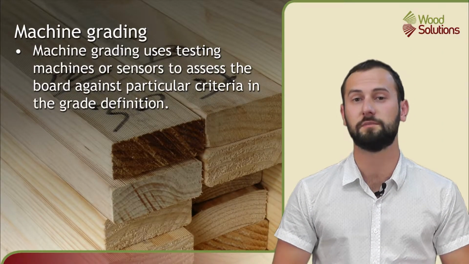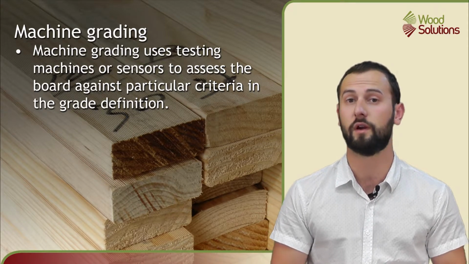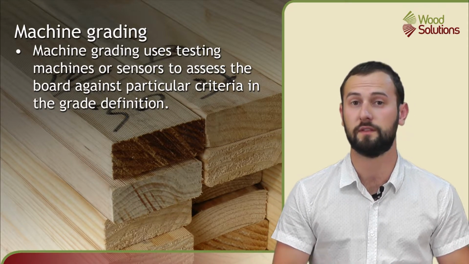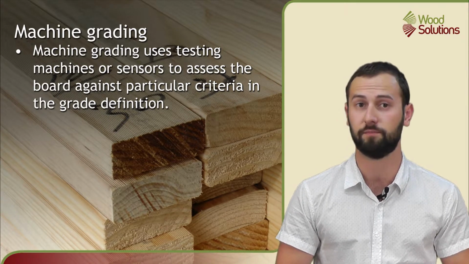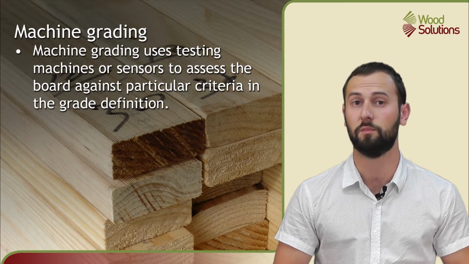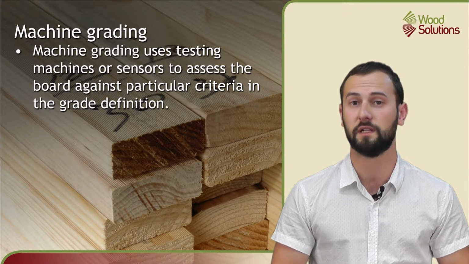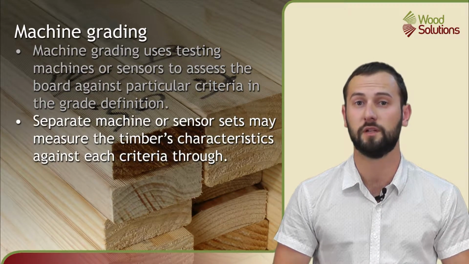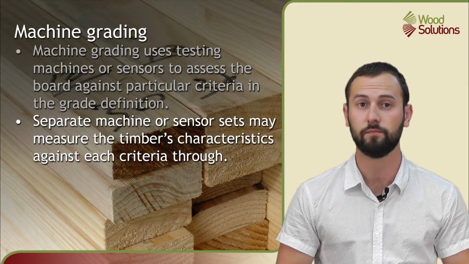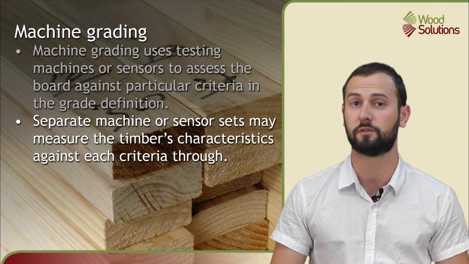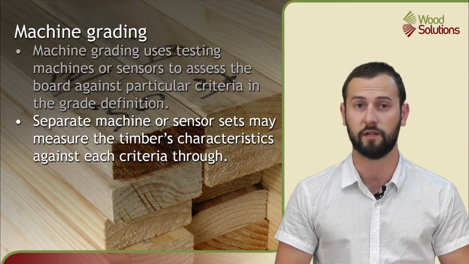Machine grading uses test machines or sensors to assess boards against particular criteria in the grade definition. For example, the timber may have to have a moisture content between 9 and 14%, be straight with particular limits for bow and spring, and have strength higher than a particular level when subject to a test load. Separate machine or sensor sets may measure one or several of the timber's characteristics, record its performance against a major grade criteria, and identify boards that do not make the target grade.